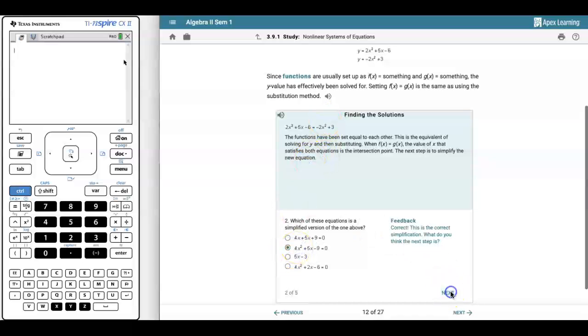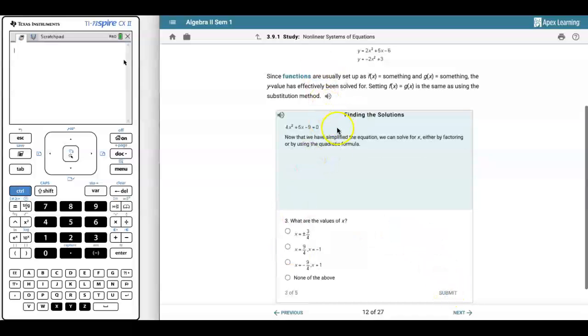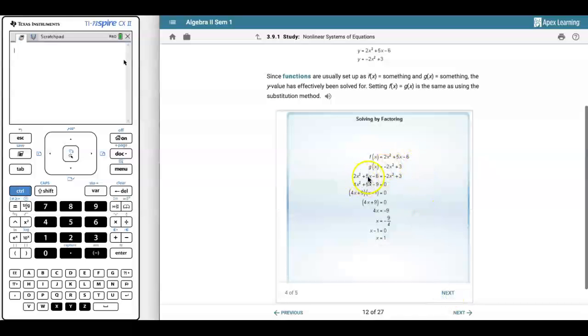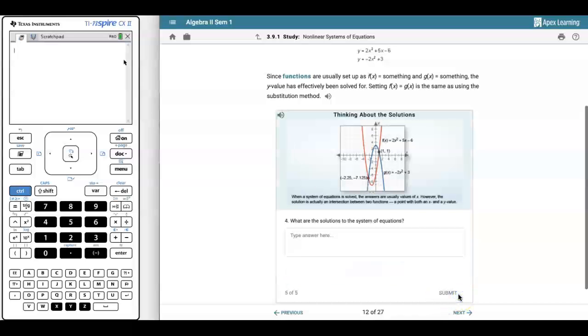4x squared plus 5x minus 9. Now that we do this, we factor either using our normal factoring skills, or we can use the quadratic formula. I believe the answer should be C. Whichever method you are most comfortable with. And here is showing you the normal factoring. So we have 4x plus 9 and x minus 1. Then we do the zero product rule. We have 4x plus 9 is equal to 0 and x minus 1 is equal to 0. Solve, and we get both of those answers.